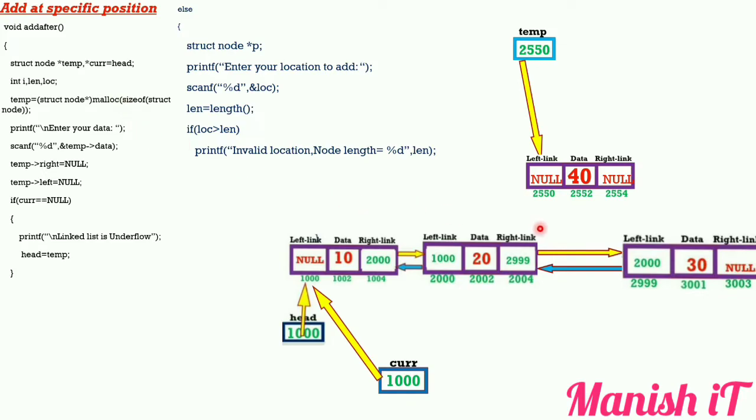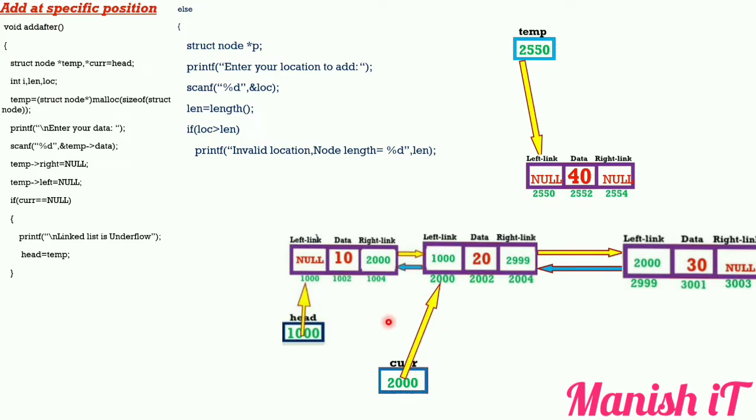So how to write your logic? Before that, in that situation, current to right is 2000. So we have to move this current. For this we write current equals current to right. Current to right is 2000, so current stores 2000. It stops pointing here and starts pointing here. So after storing this, it is pointing to here.